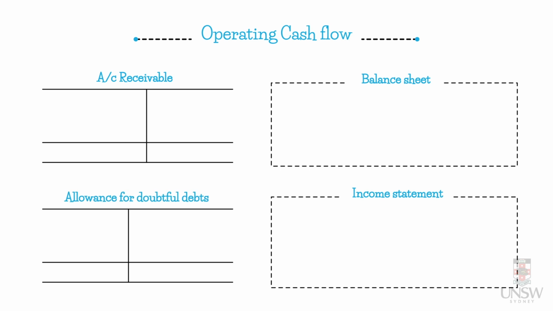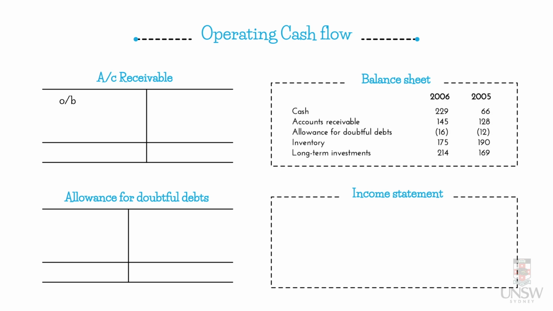Accounts receivable, we can put in the opening balance on the debit side. It's an asset, it's debit natured. Where do we find that opening balance? It comes from the balance sheet. So opening balance on the debit side, 128. The closing balance, we're going to put that on the credit side, 145.